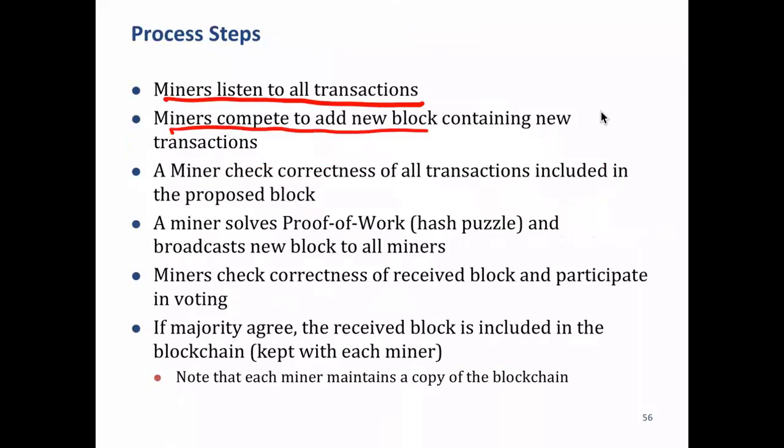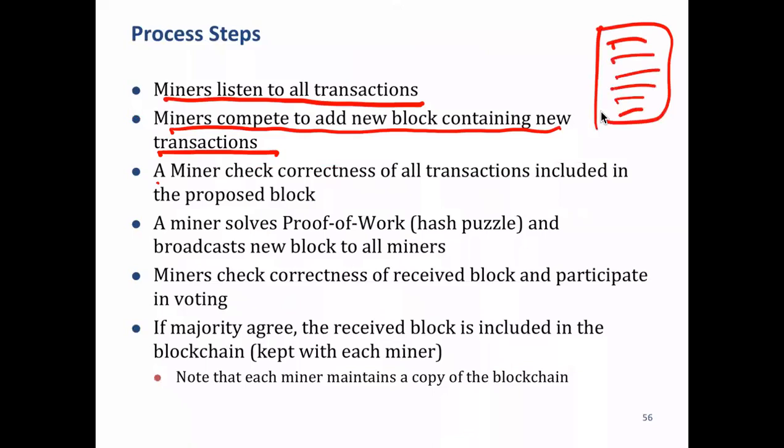Miners compete to add a new block containing new transactions, because the blockchain has to extend every 10 minutes, so all miners will compete because there is some incentive. Once a miner receives a transaction, it checks the validity of the transaction, and it tries to create a block. So all the transactions it has listened to in the last few minutes, it will check the validity of all of these, and then miners simultaneously solve the proof of work.